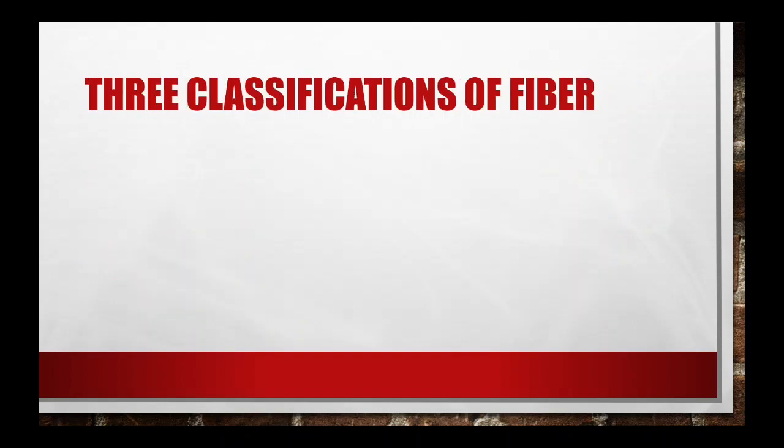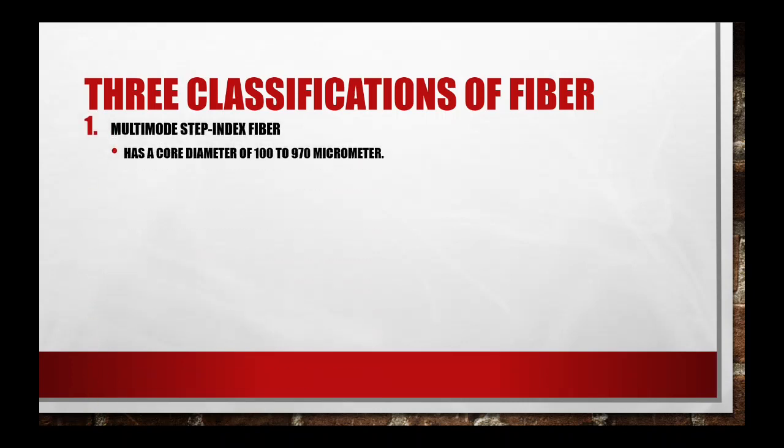So, pag i-classify na ngayon natin ang fiber, meron na ngayon yung tatlong classification. Gagamitin natin yung mode at index profile. So, yung una is yung tinatawag nating multi-mode step index fiber. So, basically, pinagsama mo yung multi-mode. So, ibig sabihin, madaming path and then step index, which is uniform yung refractive index ng core and cladding. So, itong type ng classification ng fiber, typically meron siyang core diameter na 100 to 970 micrometer.